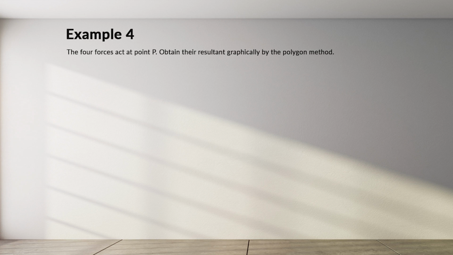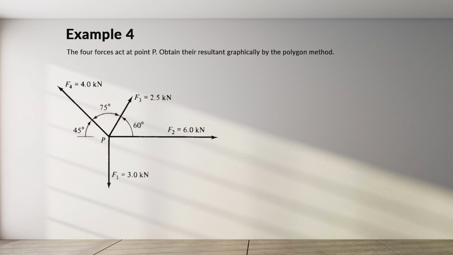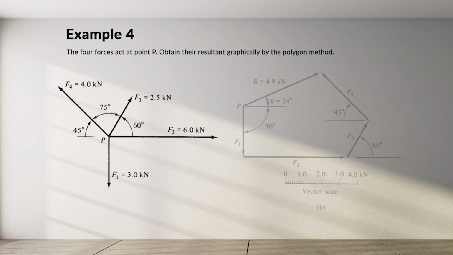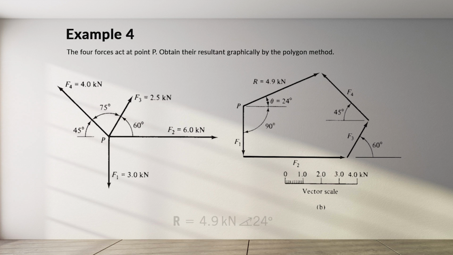In the fourth example, the forces act at point P. Obtain their resultant graphically by the polygon method. First, the four forces are drawn to scale in a tip-to-tail fashion in figure B. The resultant acts from the tail of the first force to the tip of the last force. The magnitude and direction angle are measured, and the resultant is found to be 4.9 kilonewtons with an angle of 24 degrees.